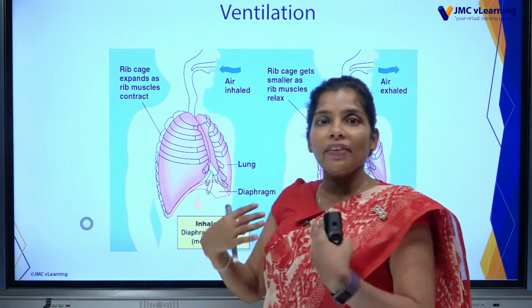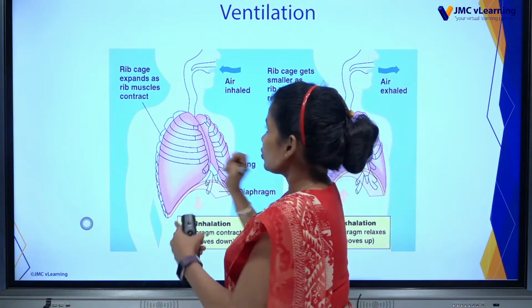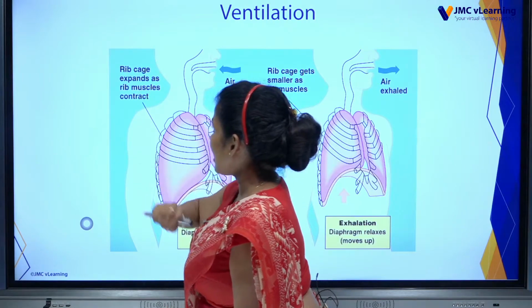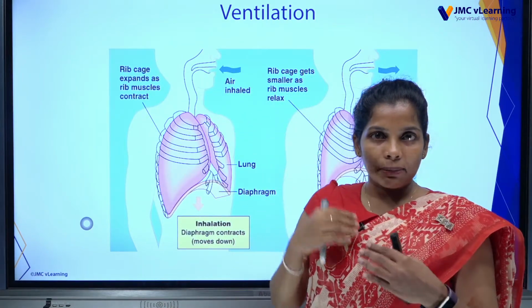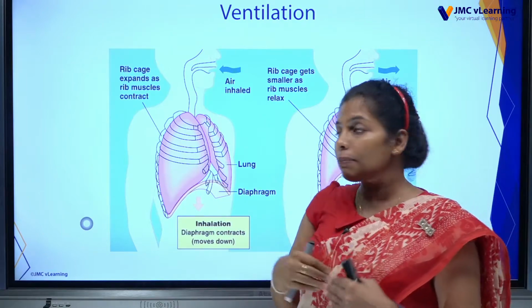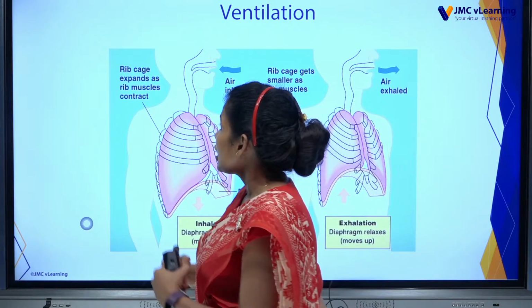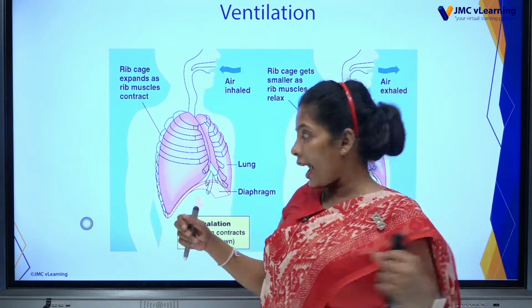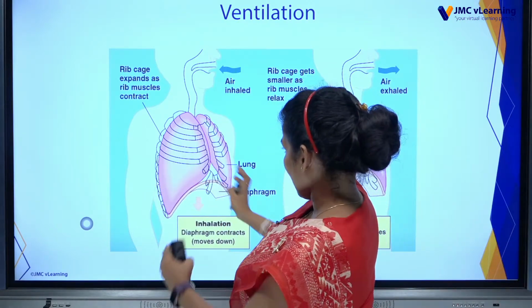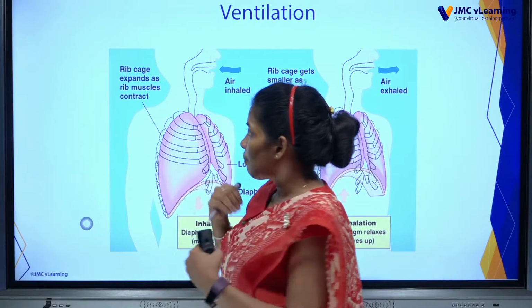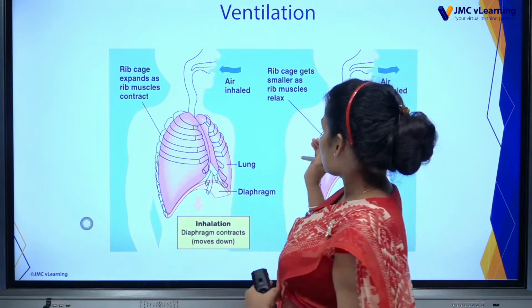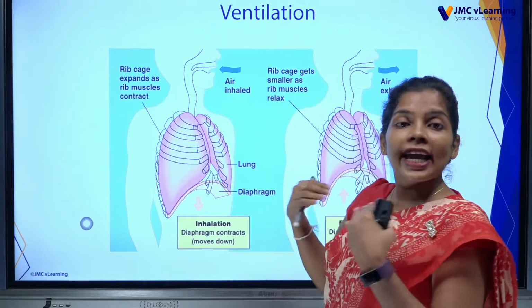This is what we call the rib cage. The rib cage expands as the rib muscles contract. Can you see? This is just the rib cage expanding and the muscles contracting. This is what we call inhalation.